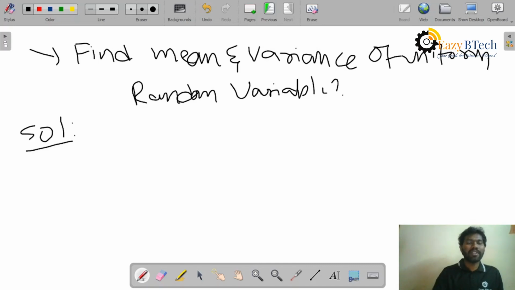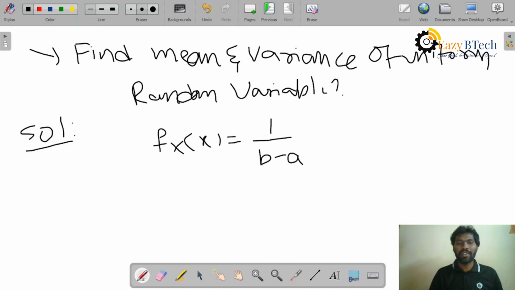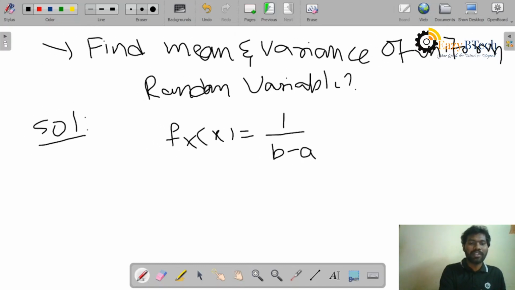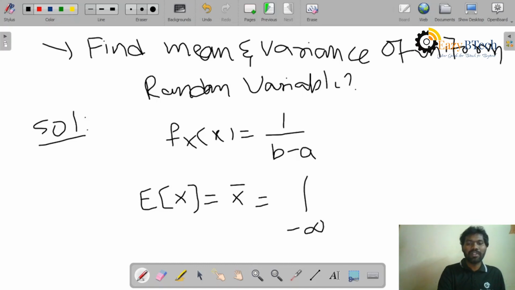So to find mean, variance, anything, you should firstly know the density function of the given random variable. We know that the density function of a uniform random variable is 1 by b minus a. Now I am moving on to find the mean of the uniform random variable, that is expectation of x, which is equal to x bar, equal to integral from minus infinity to infinity. We already know the formula: x into fx of x dx.